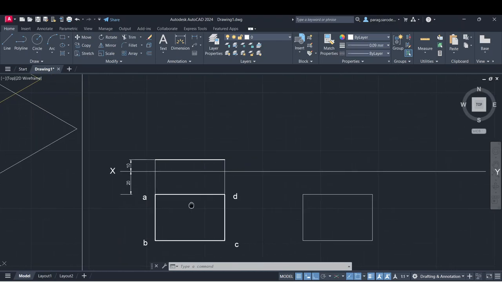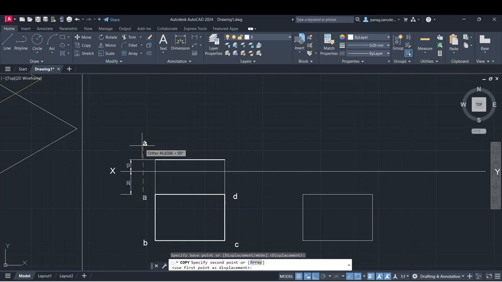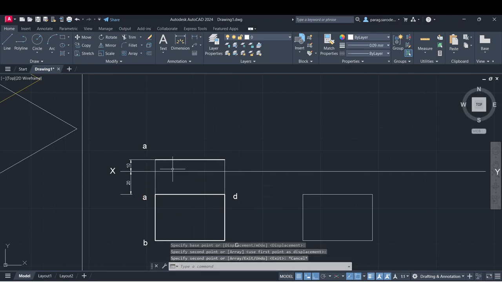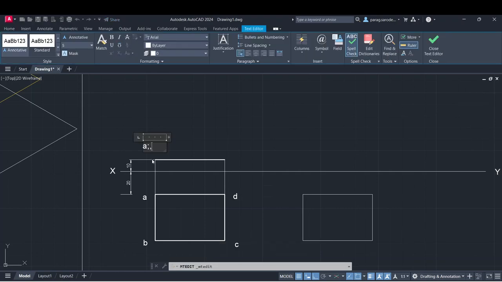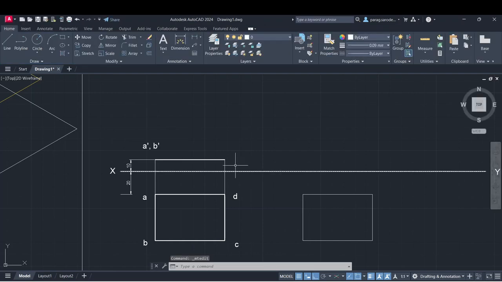Hello? Yes, sir. Okay, so now this is a point which we get by overlapping of A and B. So we will name it as A dash, comma, B dash. Why A dash? Because whenever the point is above the XY line, we name it with a dash. Correct? So A dash, comma, B dash. Similarly, this point will now be C dash, comma, D dash.